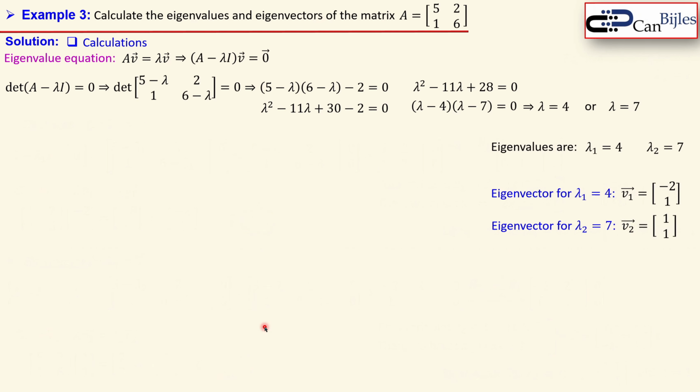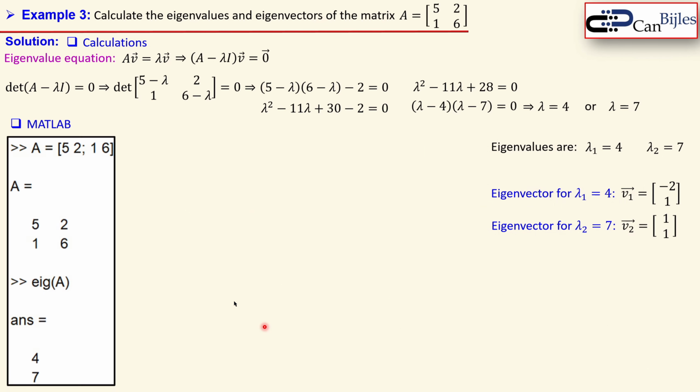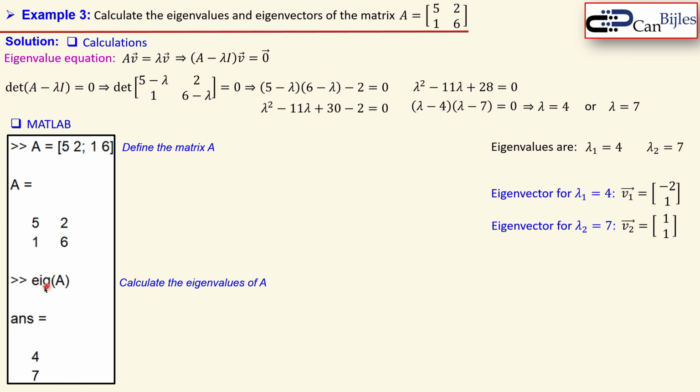Okay, let's also check that in the MATLAB command window. Now we again define our matrix 5, 2, 1, 6, and this is then the matrix given, and here we calculate the eigenvalues of the matrix A, and you see here 4 and 7. So this is the result, and this is also the result as shown here. So we have also verified this in MATLAB.